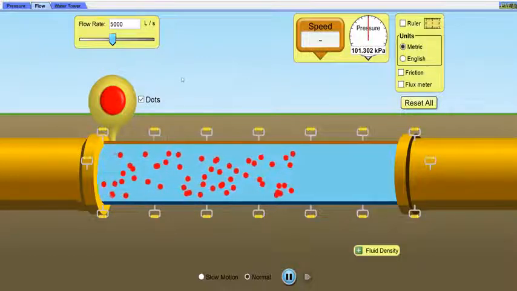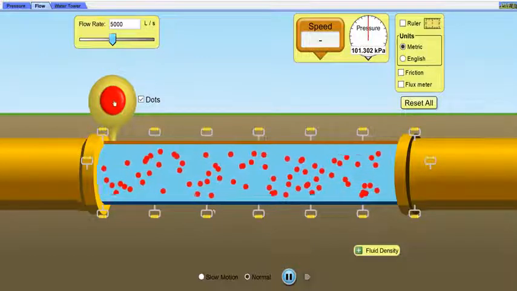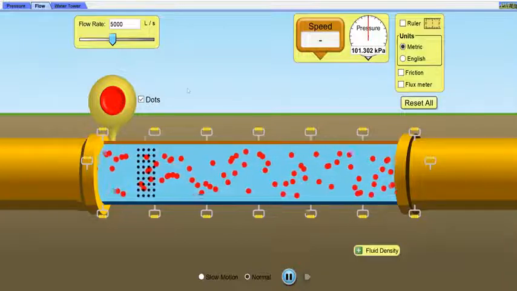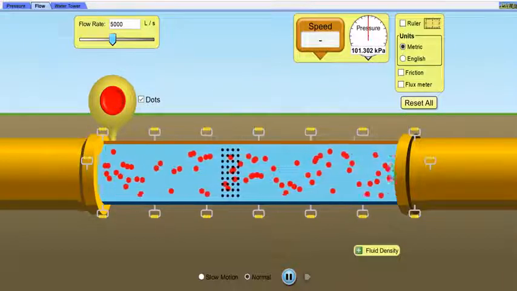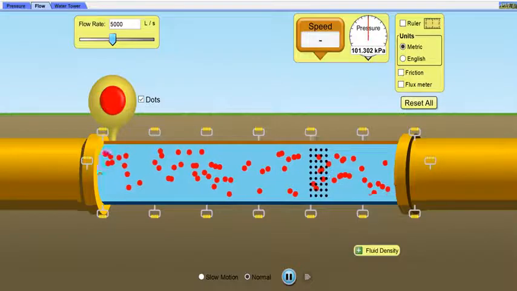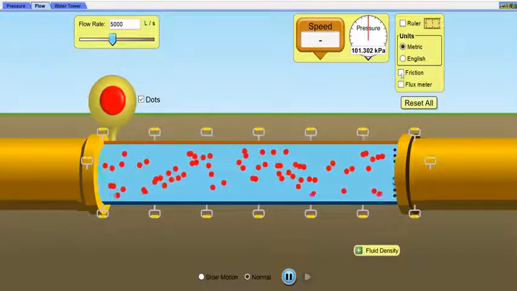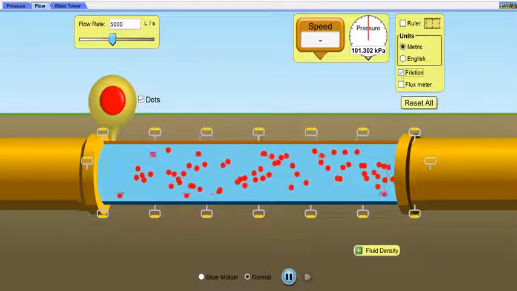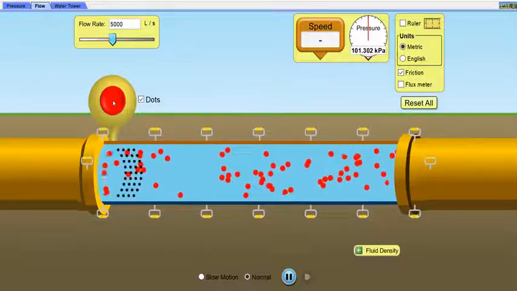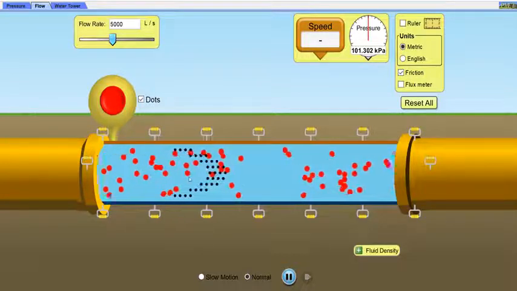Now I will add a few dots. You see the velocity of these dots. They are moving very smoothly. You see here. Now I will add some friction to this. Now see, friction has been added. This is the shape of these dots.